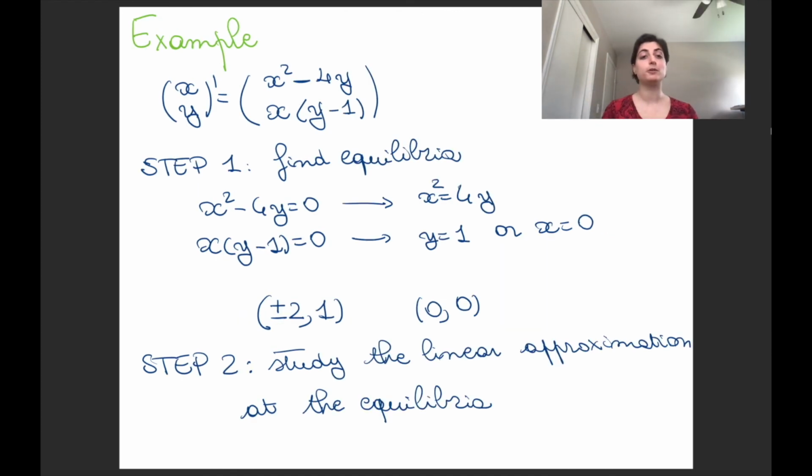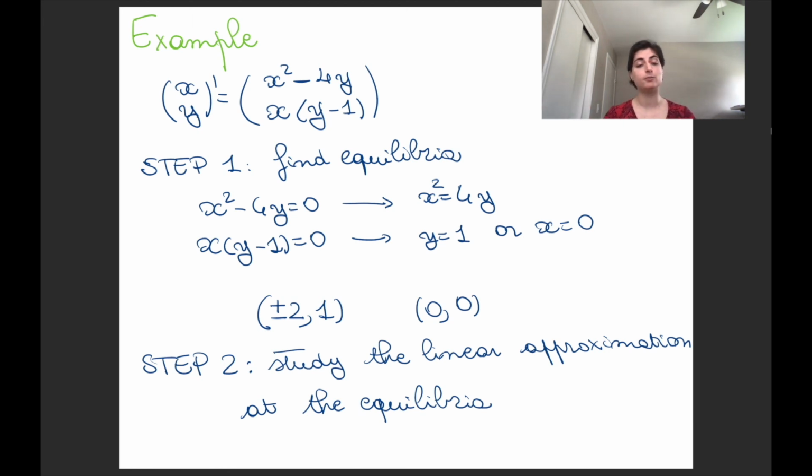Let's look at a full-blown example of a nonlinear system. We have our 2D nonlinear system, the derivative of the vector (x, y) equals (x squared minus 4y, x times y minus 1). First step, we find the equilibria. We need to satisfy both right-hand sides equal to 0. The first one gives us x squared equals 4y. The second one gives either y equals 1 or x equals 0, giving us three equilibria: plus or minus 2, 1, and 0, 0.